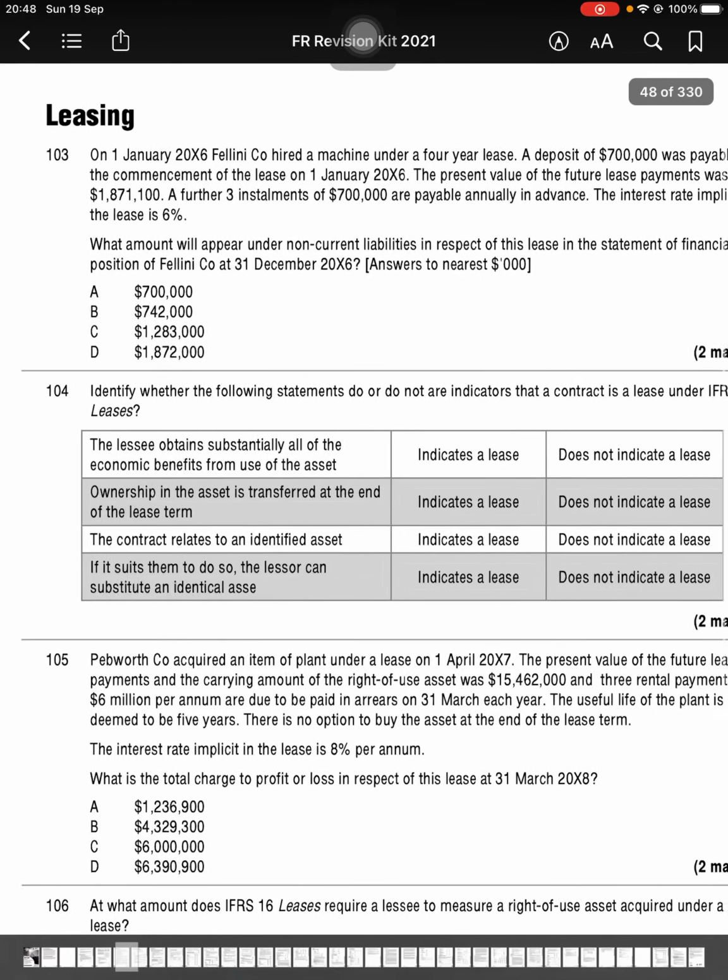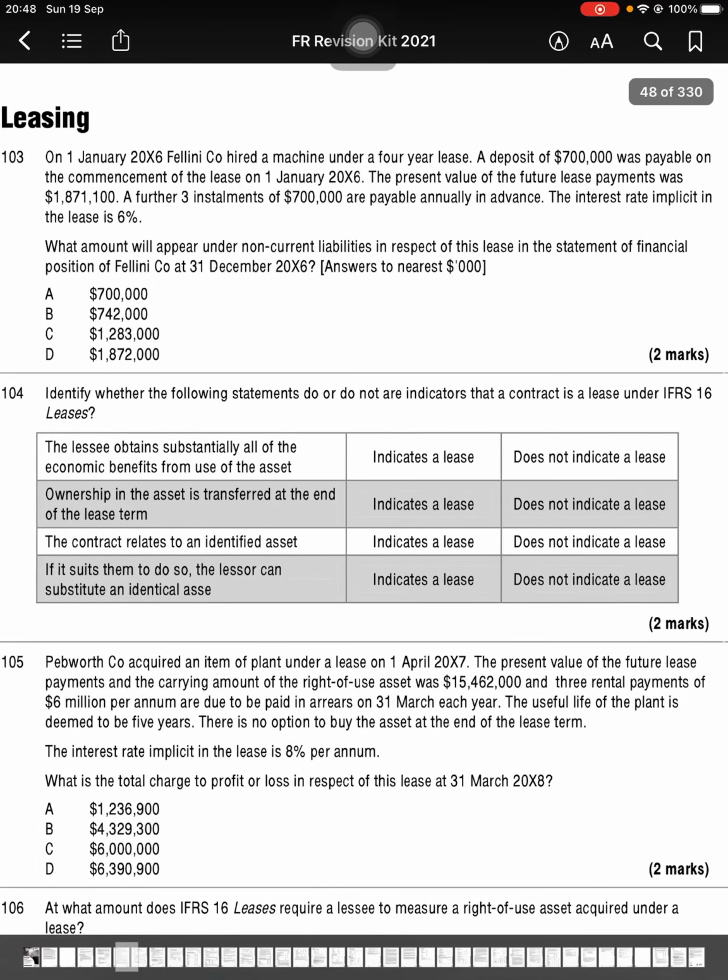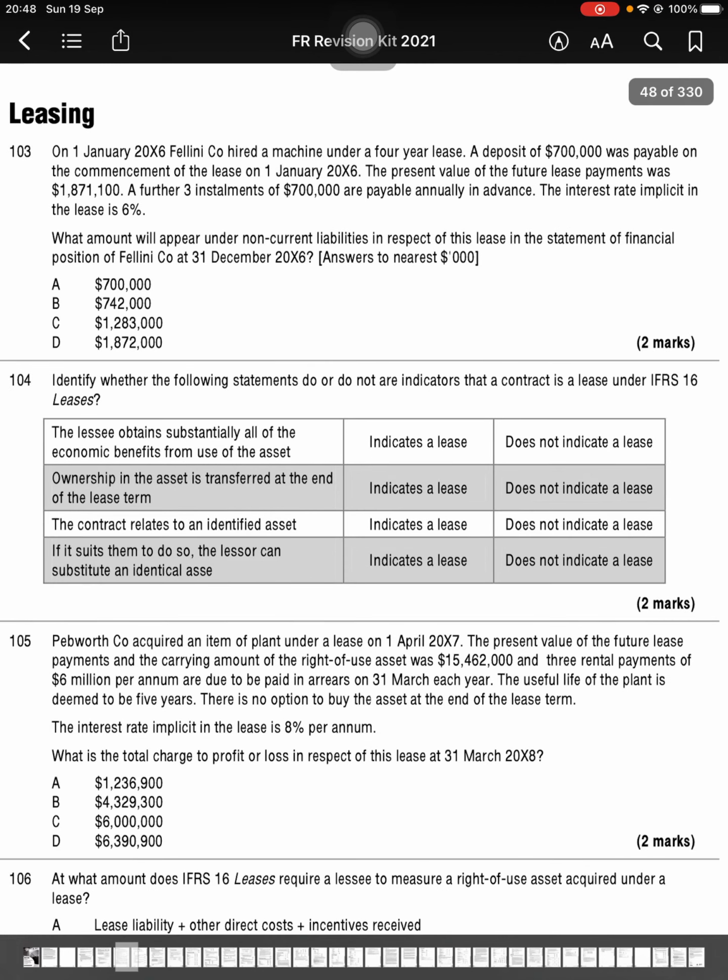Hello guys, based on the responses that I have gathered through the survey, I have identified that most of you have requested guidance on leasing questions, and in today's video I will put some of my comments and main techniques that you should use in your exam to succeed in the leasing questions.